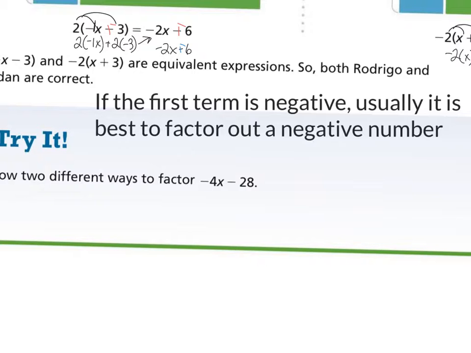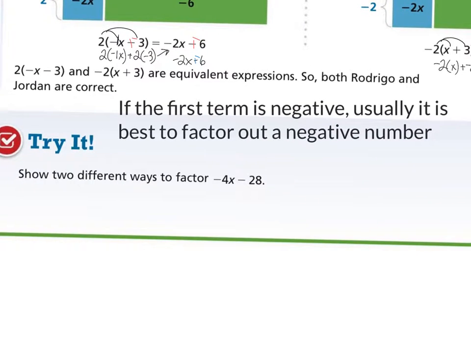And just a side note for you guys, the book doesn't mention this, but if you ever do a problem, hypothetically, where the first term is negative, usually it's going to be best for you to factor out a negative number. So if we ever see any problems where our first term is negative, factoring out a negative number is probably going to be a better choice for you. So even though in that example they had a negative coefficient on their first term, they didn't factor out a negative.